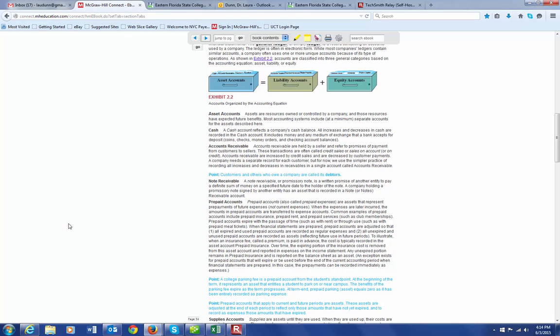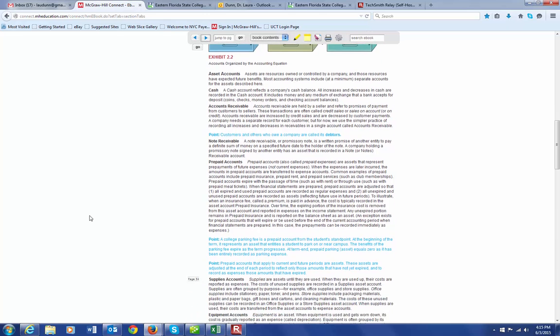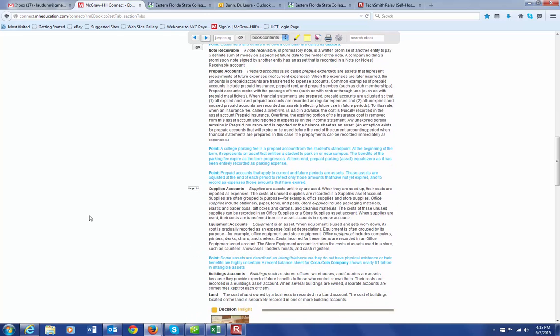The same thing with a note receivable. This is where you've loaned somebody money. It's different than accounts receivable in the sense that with accounts receivable you've provided a product or service. A note receivable might be an actual loan that you've made to somebody and they have promised to pay you a certain sum of money. It's just a different type of receivable that we place in a different account just to keep track of it a little differently. Let's skip a second down to supplies and equipment.